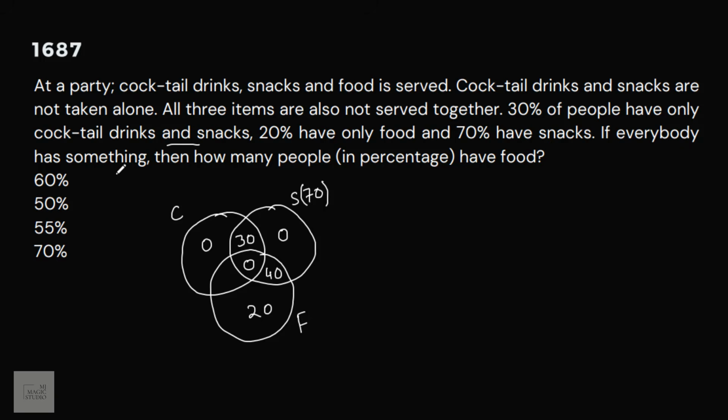If everybody has something, how many people have food? We have 30, 20, 70, and the total should be 100. So 30 plus 40 is 70, plus 20 is 90. This should equal 10%. Now what is the percentage of people who have taken food altogether? 10 plus 40 plus 20, that is 70%. 70% of the people have taken food, that is option D.